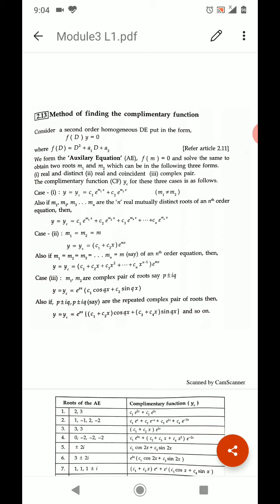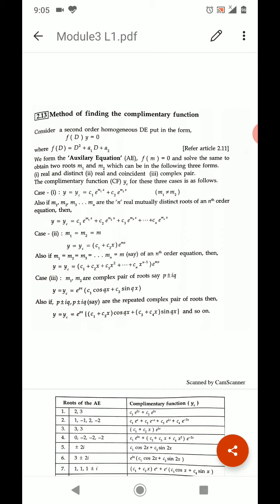Now, method of finding the complementary function. So we have f of D into y equal to 0, that is f of D is equal to D square plus a1 D plus a2. If we put f of D equal to f of m, then the above equation becomes the auxiliary equation, that is f of m equal to m square plus a1 m plus a2, which is equal to 0. This is an auxiliary equation. Since this is a quadratic equation, we have two roots for this equation.